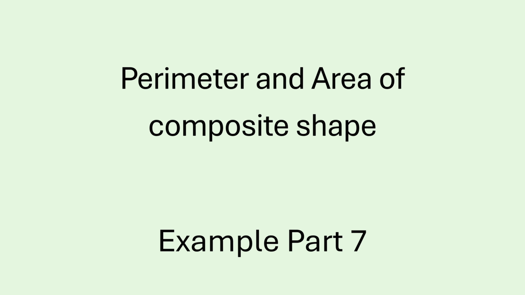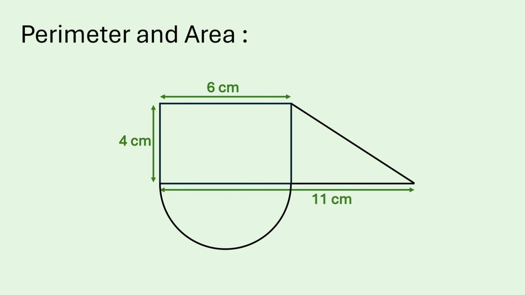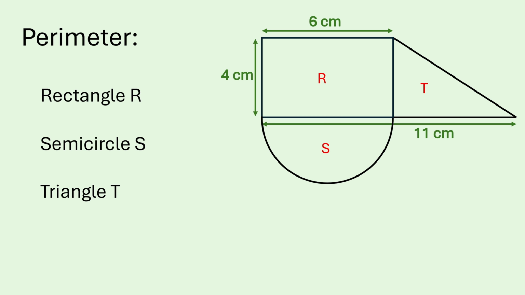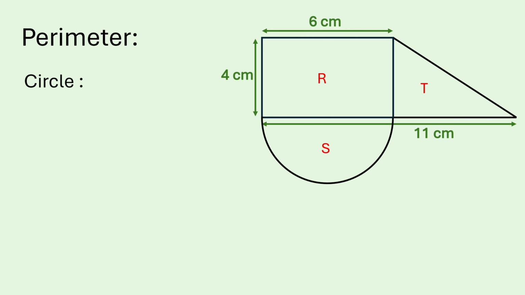Perimeter and area of composite shape. Today we are finding the perimeter and area of a composite shape. To make this easier, we will divide the composite shape into three parts: a rectangle R, a semicircle S, and a triangle T. Perimeter. Let's start with the semicircle.